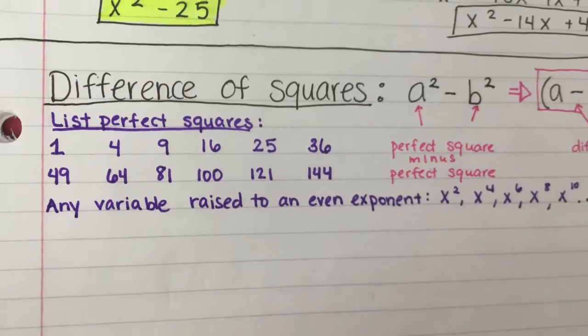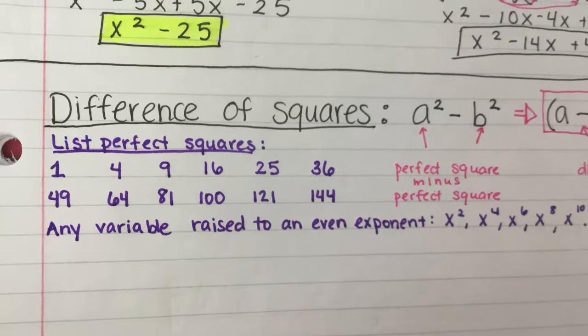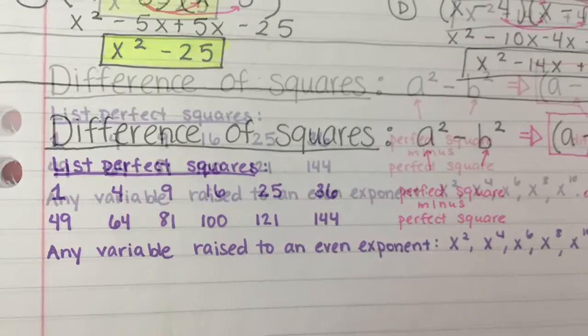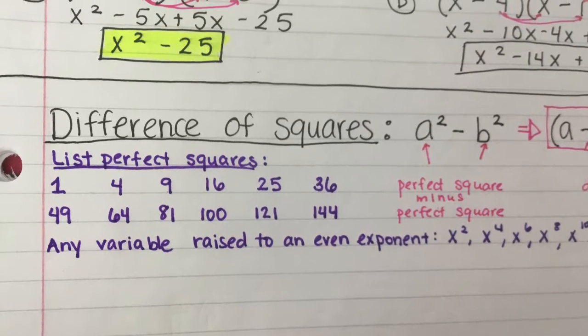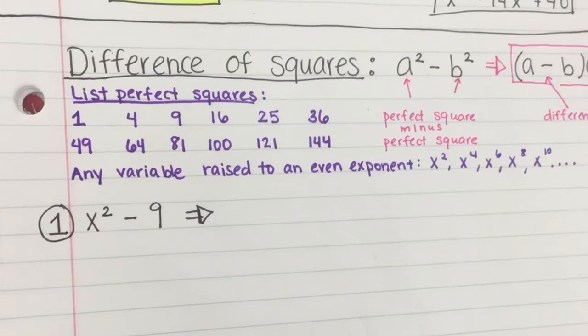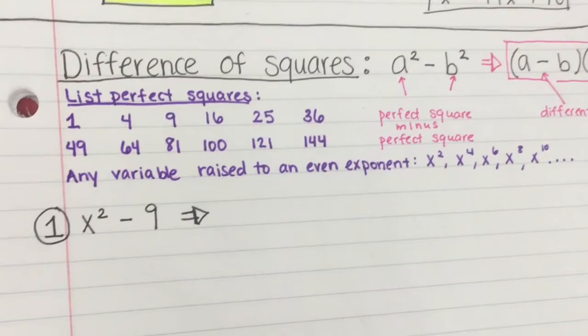Your perfect squares are a number times itself. So the most common ones that we see are 1 through 12. So 1 times itself is 1, 2 times itself is 4, and so on. Also, any variable raised to an even exponent is a perfect square.